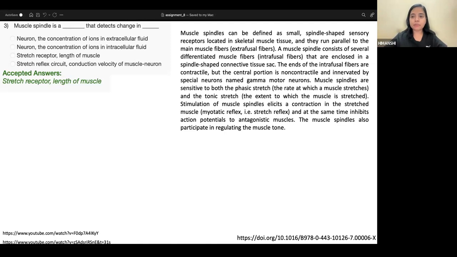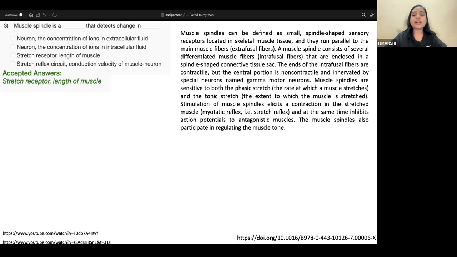So what is a muscle spindle? A muscle spindle can be defined as a small, spindle-shaped sensory receptor located in skeletal muscle tissue, and they run parallel to the main muscle fibers, that is extrafusal fibers. A muscle spindle consists of several differentiated muscle fibers, that is intrafusal fibers, that are enclosed in a spindle-shaped connective tissue sac. The ends of the intrafusal fiber are contractile, but the central portion is non-contractile and innervated by special neurons named gamma motor neurons.